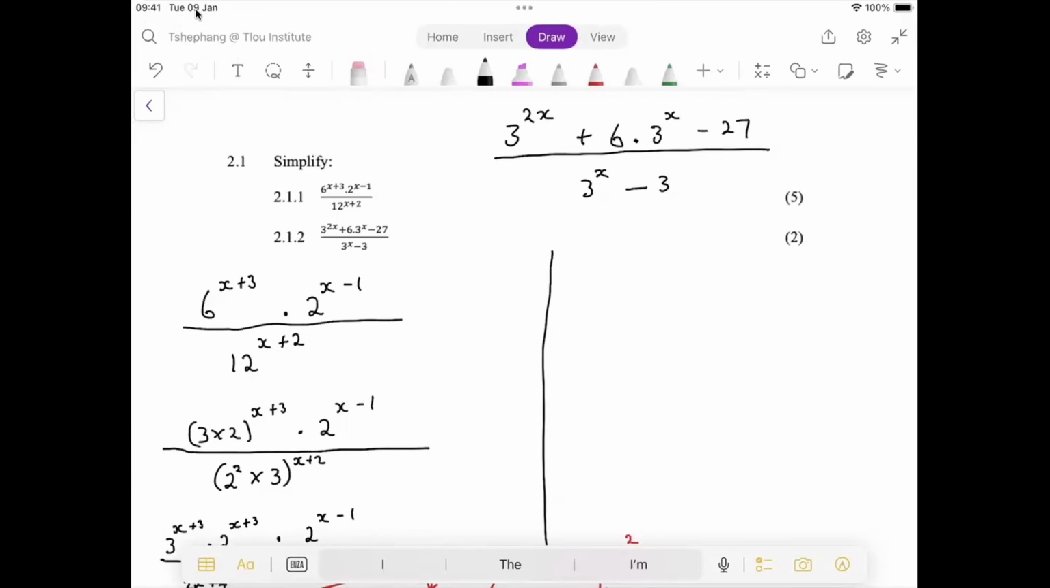Okay, let's quickly check how we need to go about this question. The one thing that I'm seeing already is there is a relationship between these two things. Now this is the same as 3 to the x multiplied by 3 to the x plus 6 multiplied by 3 to the x minus 27. Remember, 3 to the x multiplied by 3 to the x is the same as 3 to the power of 2x. This is still over 3 to the x minus 3.